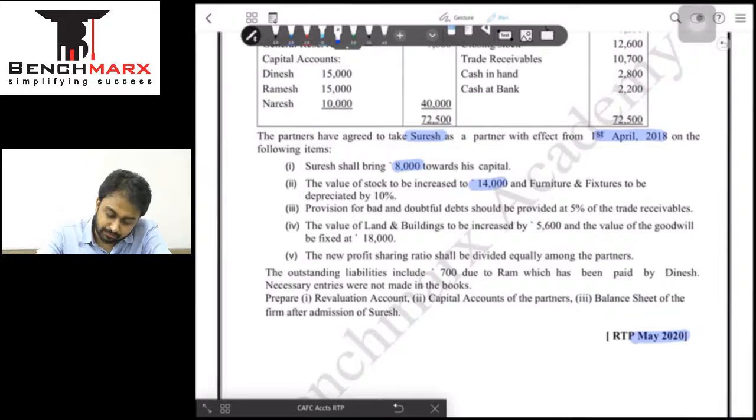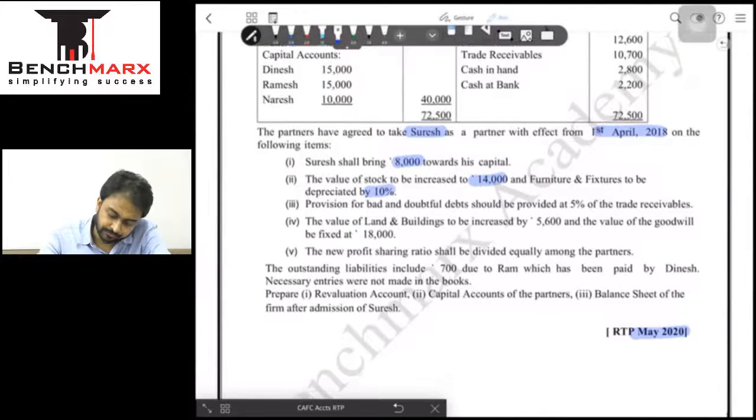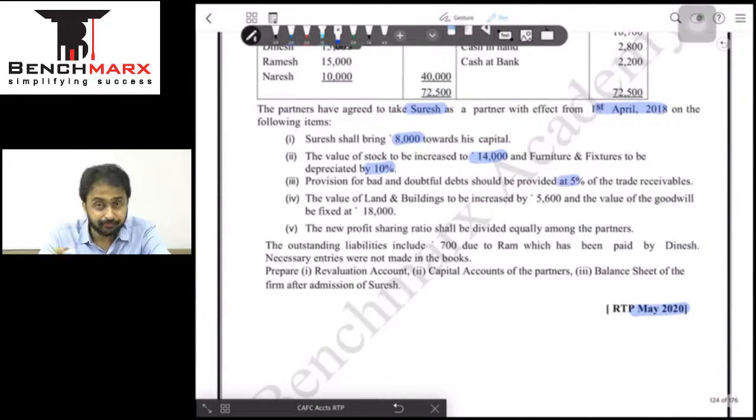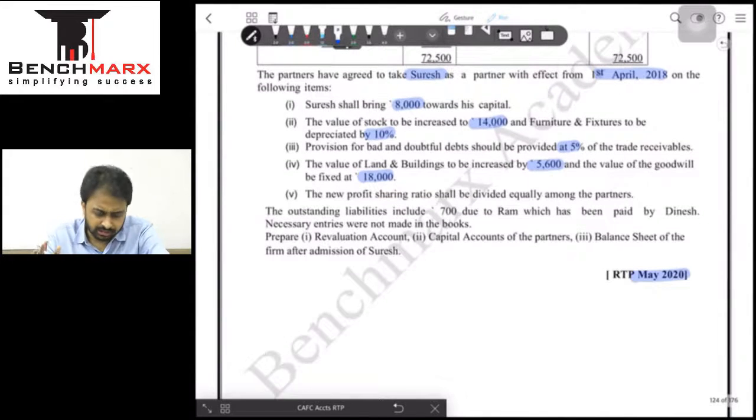Fixtures depreciate by 10%, revaluation. Provision for bad debts 5%, revaluation. Land building 5.6, revaluation. Goodwill is 18,000. Thankfully goodwill का amount दे दिया है, so we are not required to compute goodwill अलग से. They have given goodwill, so much the better. The new PSR is going to be equal, so old PSR known, new PSR also known, so tension nahi.